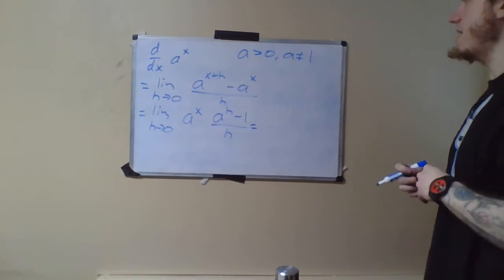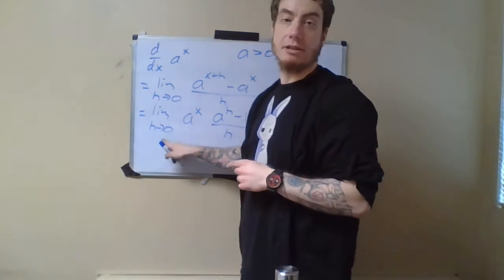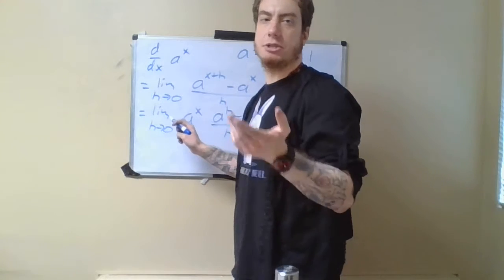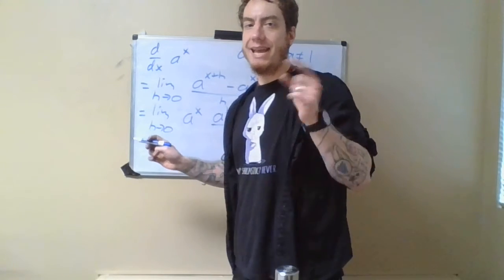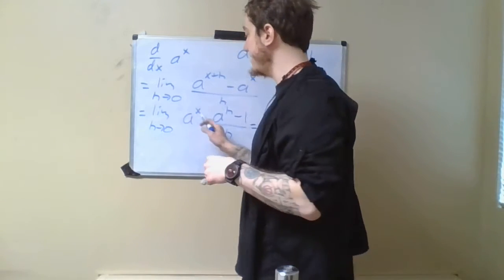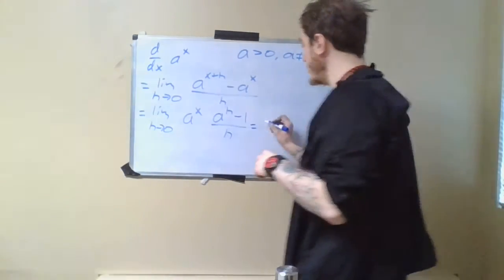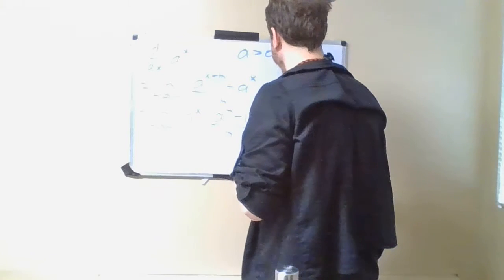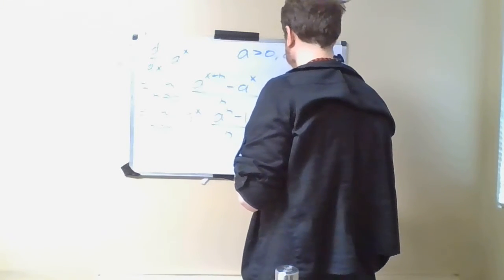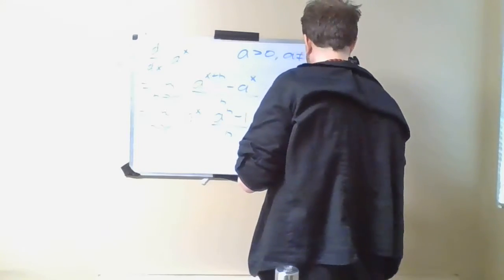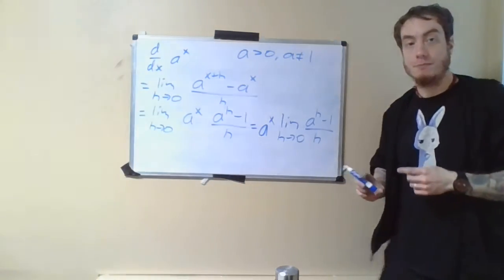So what is this going to come out to be? I'm taking the limit as h goes to 0. So for the purpose of this limit, a to the x is just a constant. I mean, a to the x depends upon x, but x isn't changing here. x is fixed. So this is actually a to the x times the limit as h goes to 0 of a to the h minus 1 divided by h.